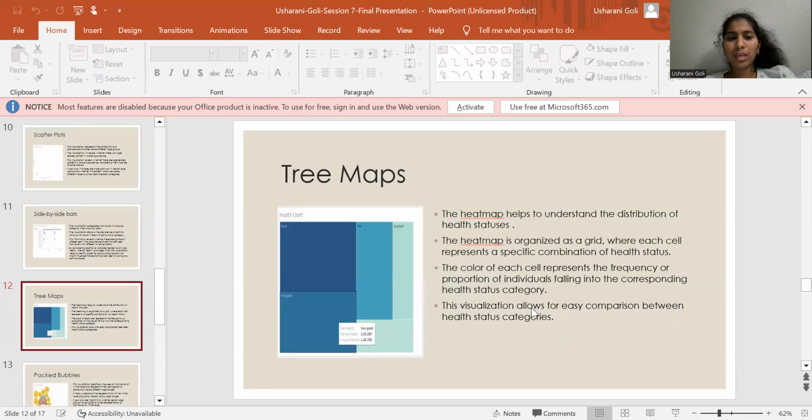Coming into the tree maps, this is a health chart which shows good, very good, fair, and excellent. This chart helps to understand the distribution of health status, and it is organized as a grid where each cell represents a specific health status, and the color of each cell represents the frequency or proportion of individuals falling into the corresponding health status category.